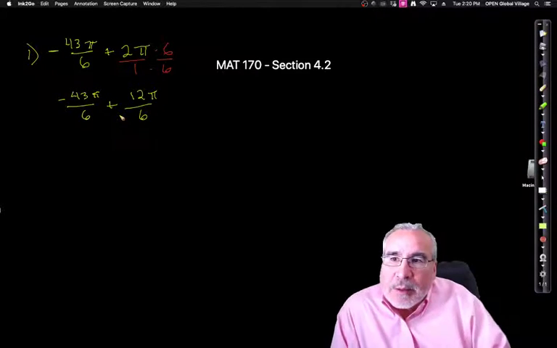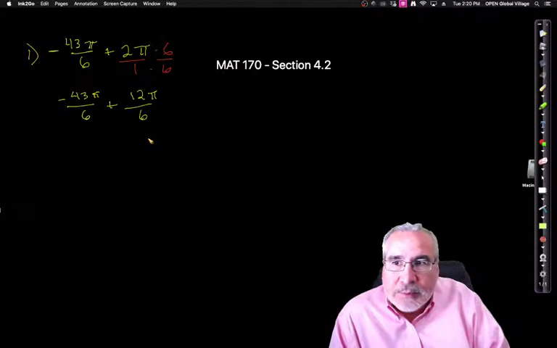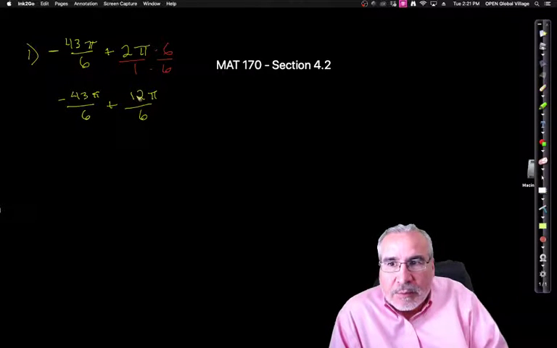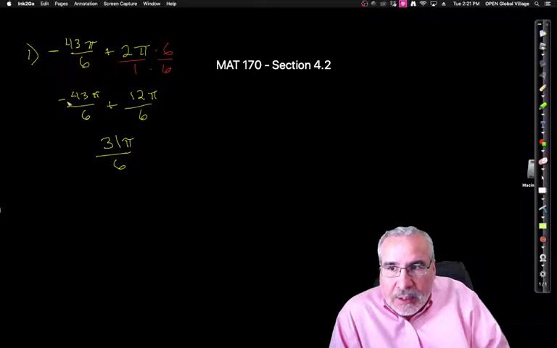Now with the common denominator, we can combine these two terms. So negative 43 plus 12 is going to be a subtraction. When signs are opposite and we're combining them, we subtract. So 43 minus 12 gives us 31, 31 pi over 6. The larger term is negative, so this whole thing is negative.